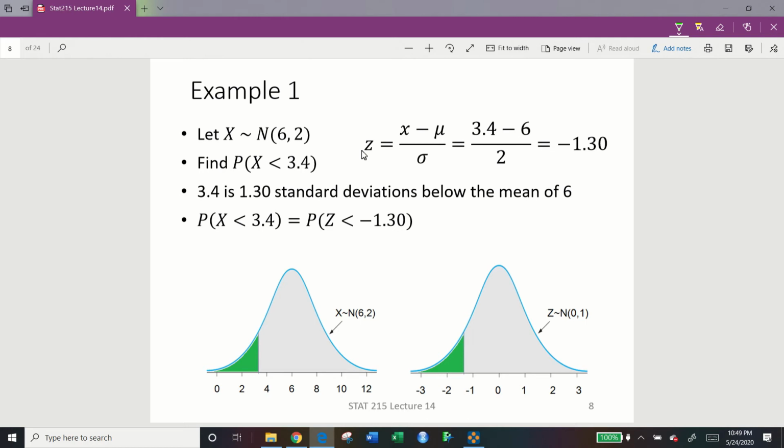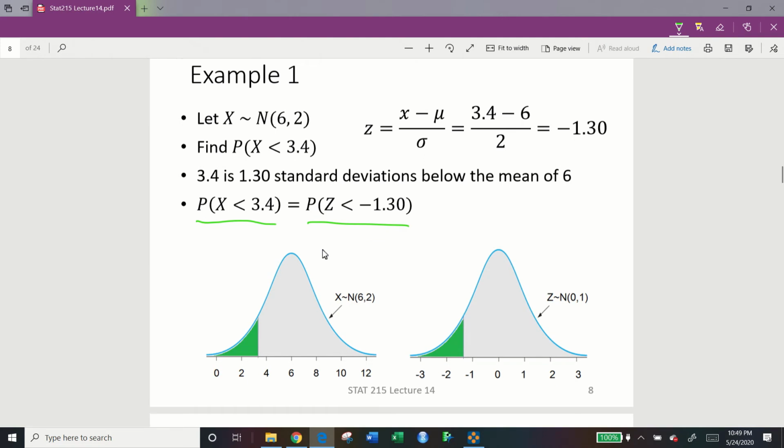This means that 3.4 is 1.30 standard deviations below the mean of 6. So in terms of probability, the probability of x less than 3.4 is equivalent to the probability of z less than negative 1.30. And we have a visualization to show you how we have made these two equivalent.